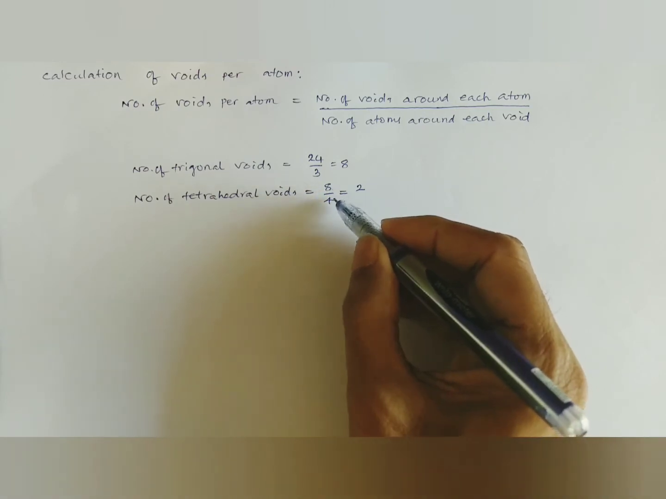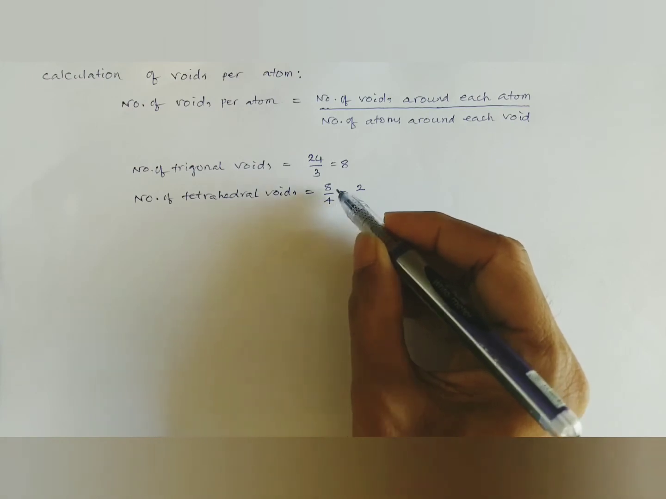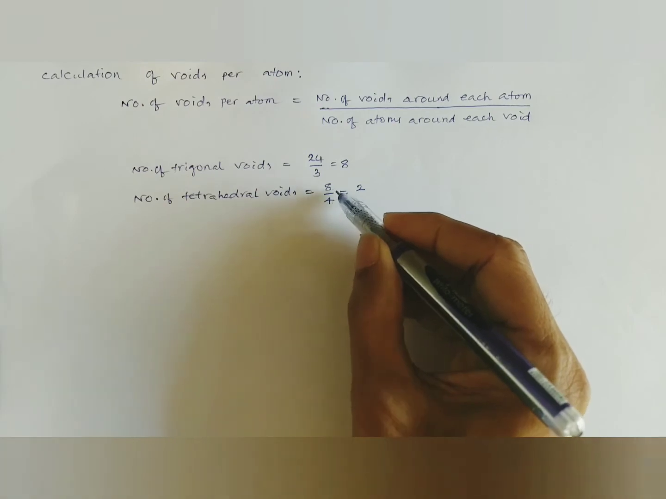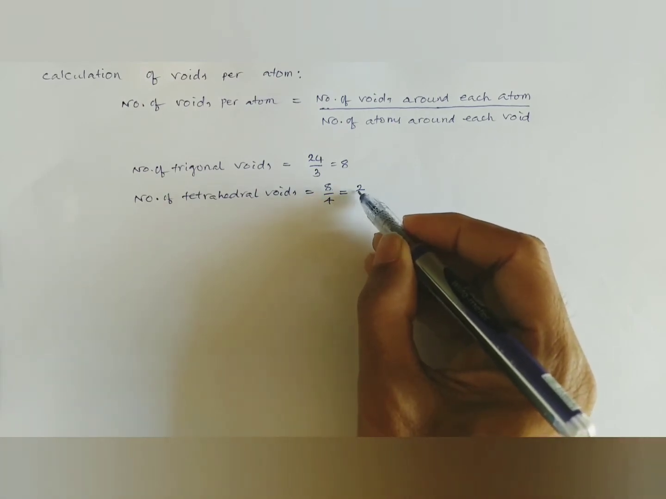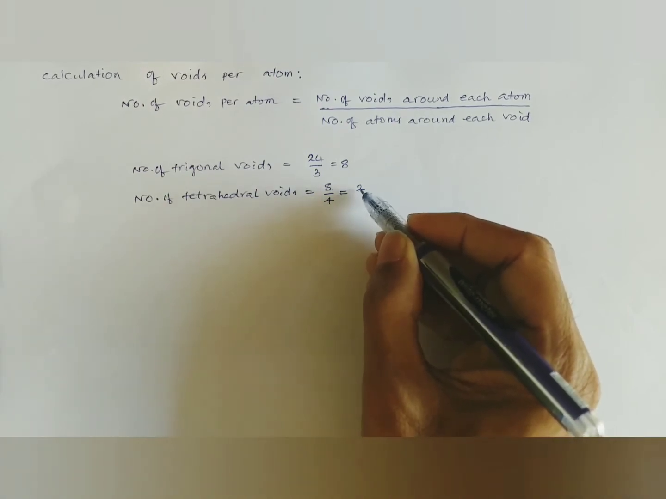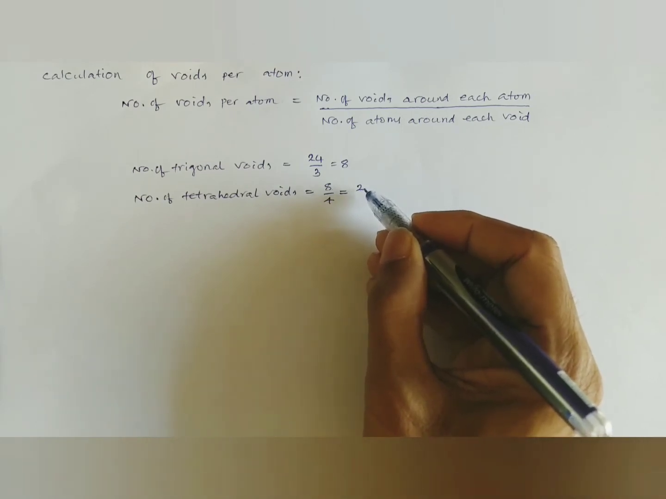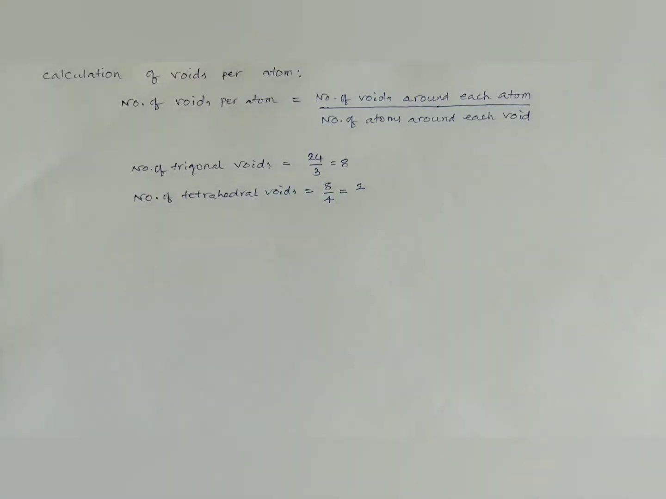Now how many atoms form tetrahedral void? 4 atoms form tetrahedral void. So what is the calculation now? 8 by 4. So that will be equal to 2. So what is the ratio of tetrahedral voids to number of atoms? That is 2:1.